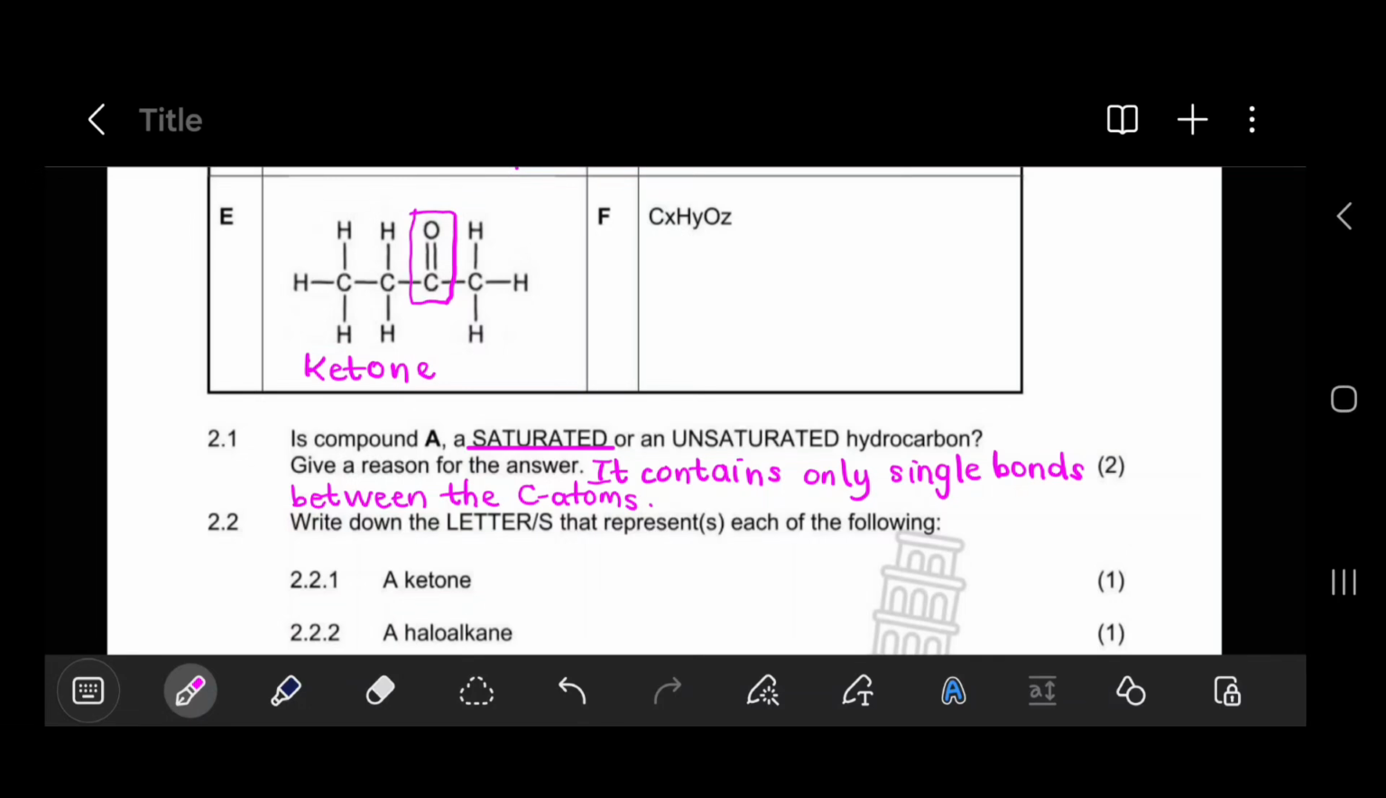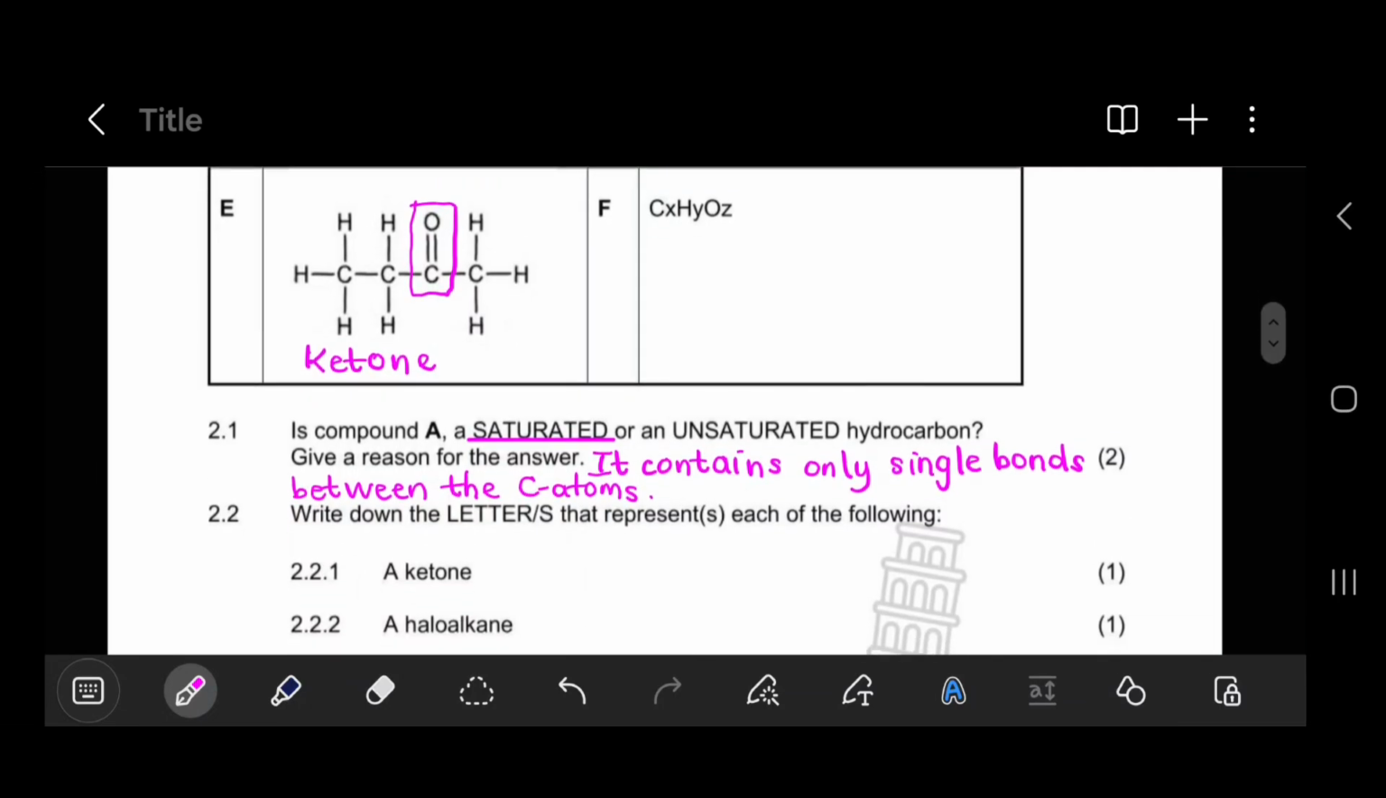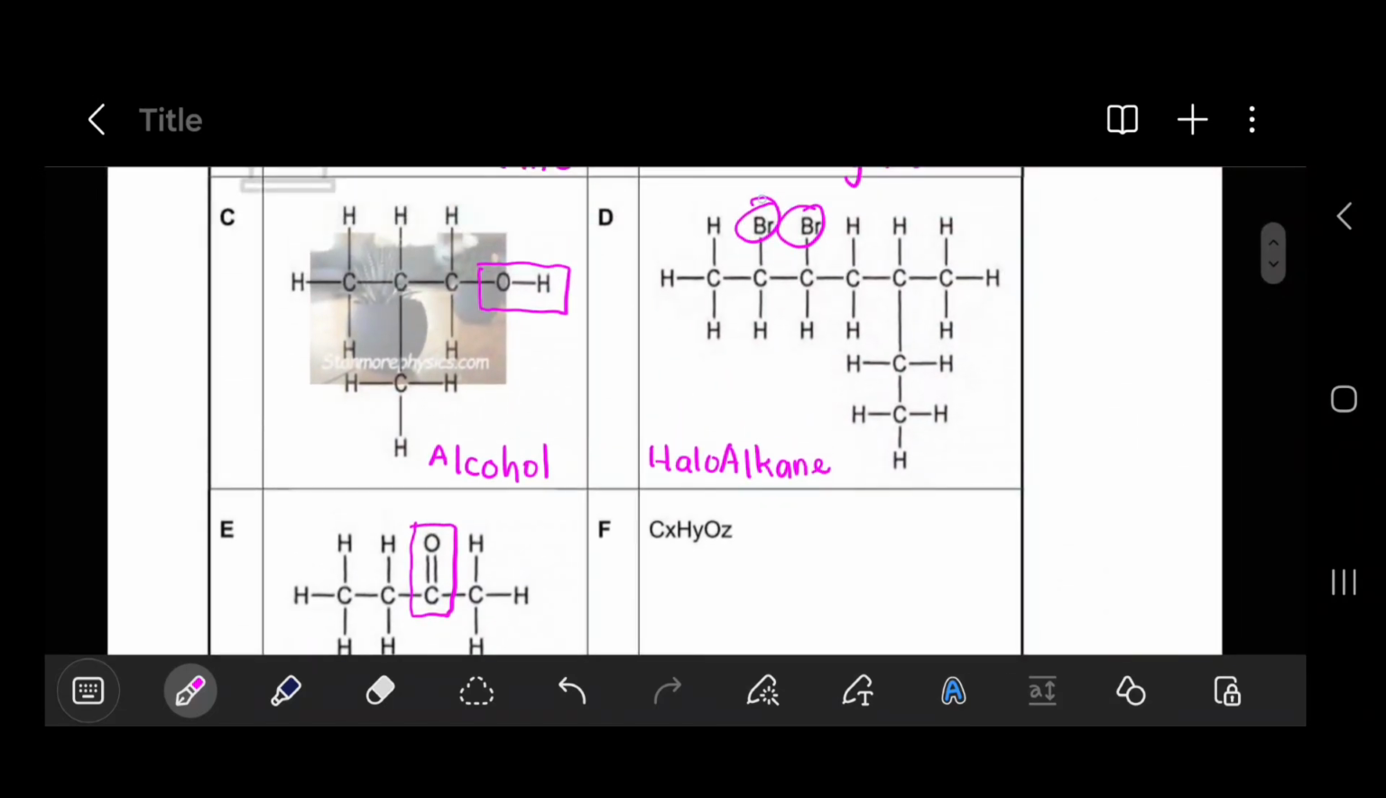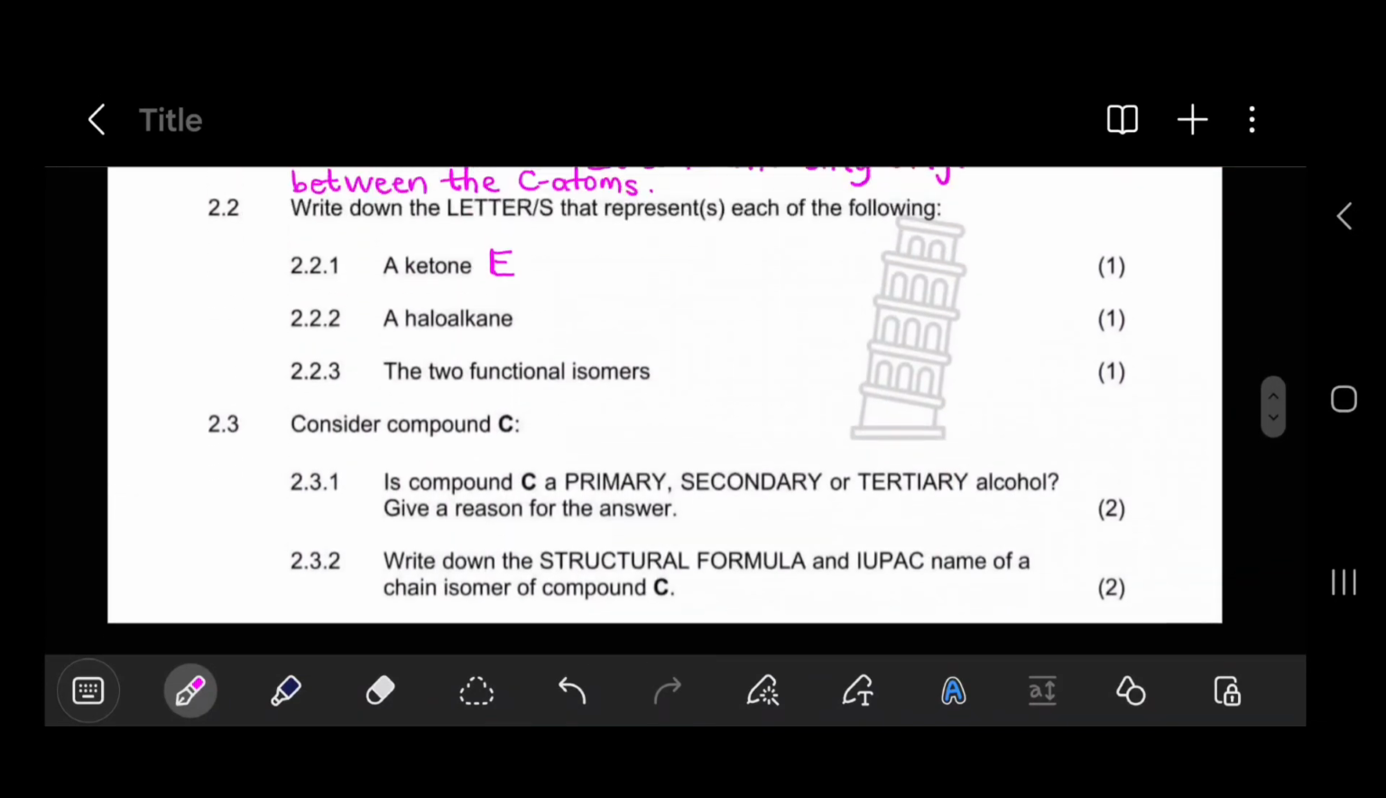Now 2.2 says write down the letters that represent each of the following. So 2.2.1, we are looking for a ketone. Ketone, we can see here, is represented by E. The next one we're looking for is a haloalkane, and that was compound D because it had the bromines on it.